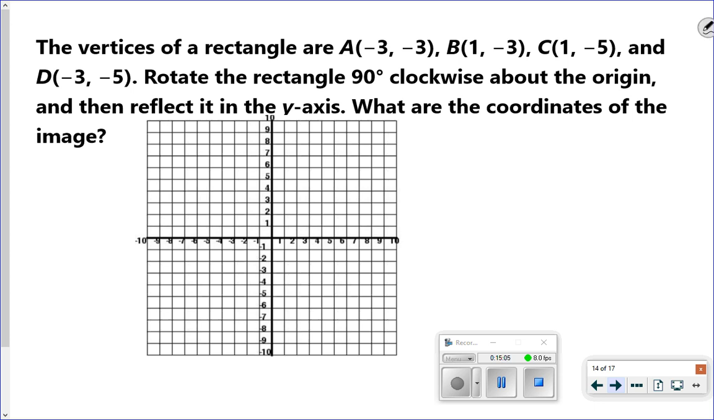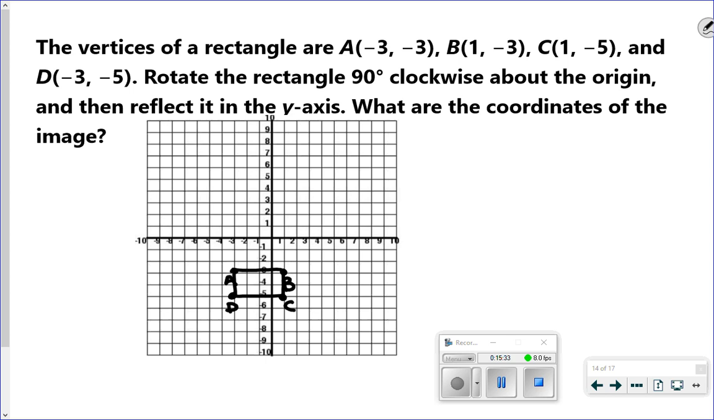I think I'll use black this time. So I have A, -3, -3. So I'm going to -3, -3. There's my original A. B is at 1, -3. So here's my original for B. C is 1, -5. So here is where C is. And then D is -3, -5. I'm going to go ahead and connect them. All right, so there's my original image.